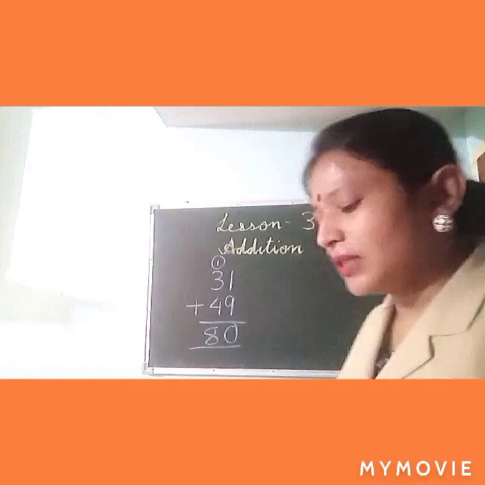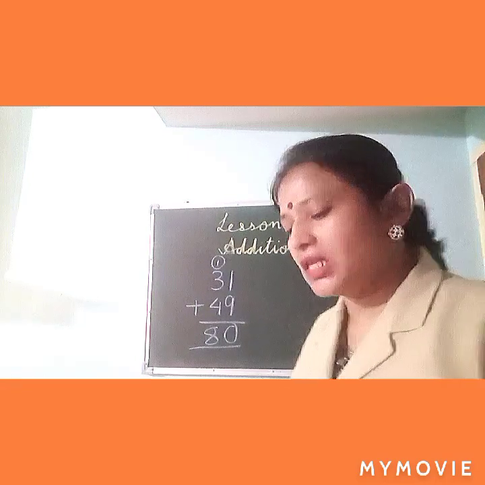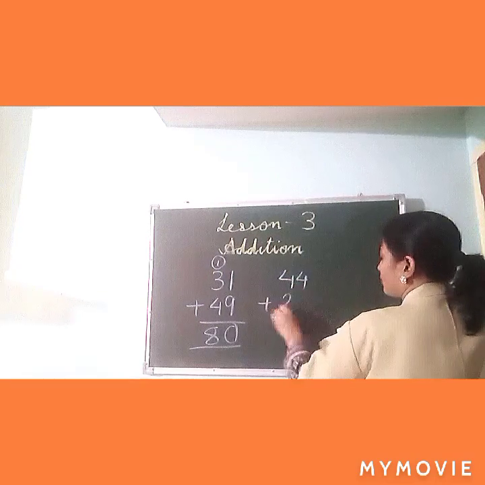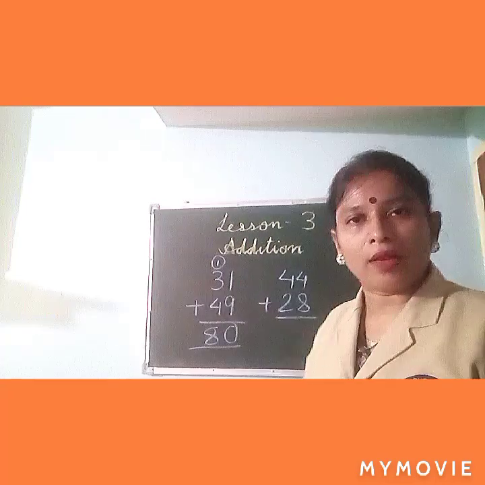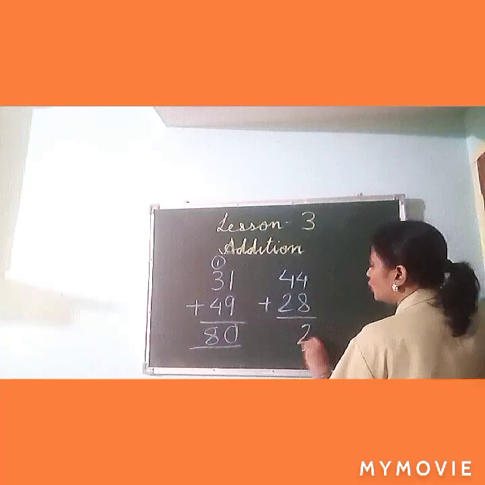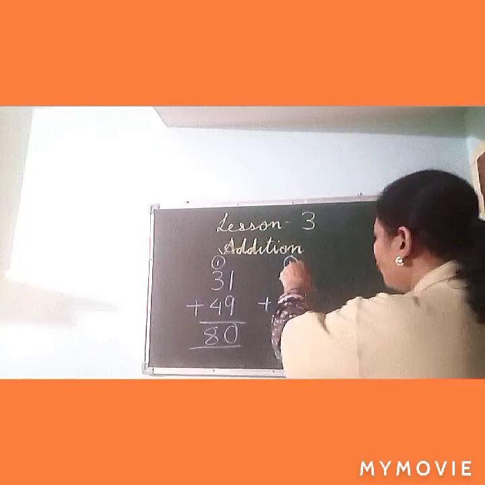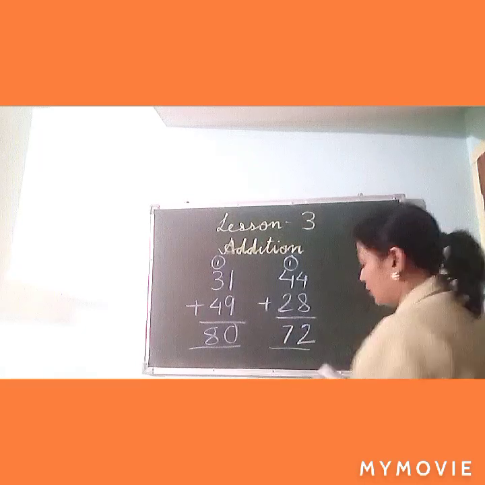Now come to the sum which is given in 48. 44 plus 28. 8 plus 4 is 12. So 2 you will write here and 1 will be carry forward. 4 plus 1 is 5. 5 plus 2 is 7. So the answer is 72.